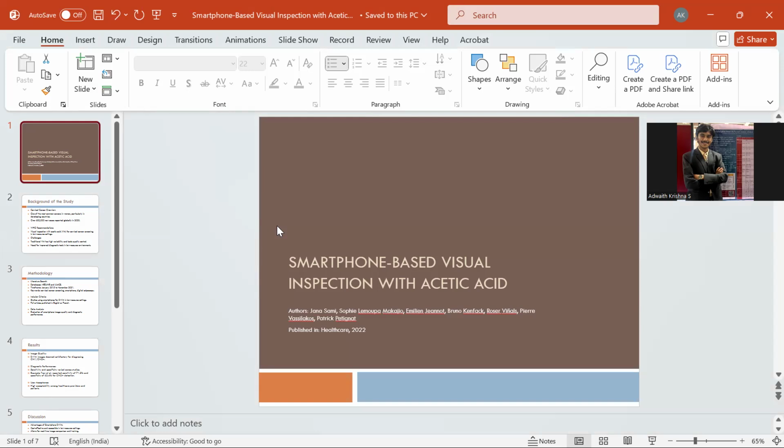Hello everyone. So today we'll be doing another review on a study upon smartphone-based visual inspection with acetic acid. This is for cervical cancer, and let's get to the study.